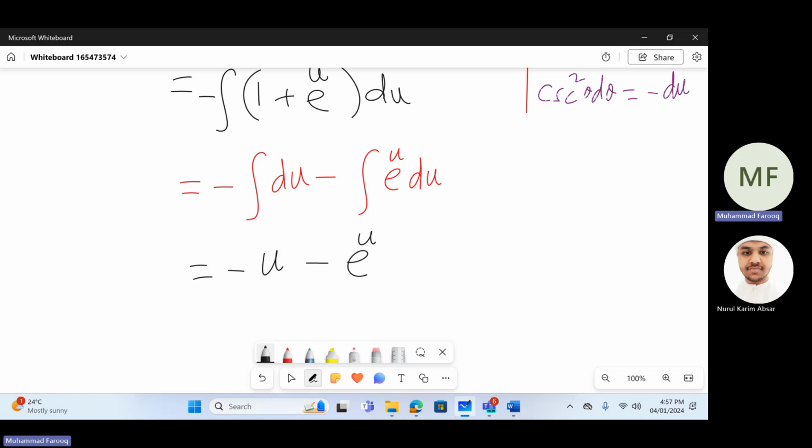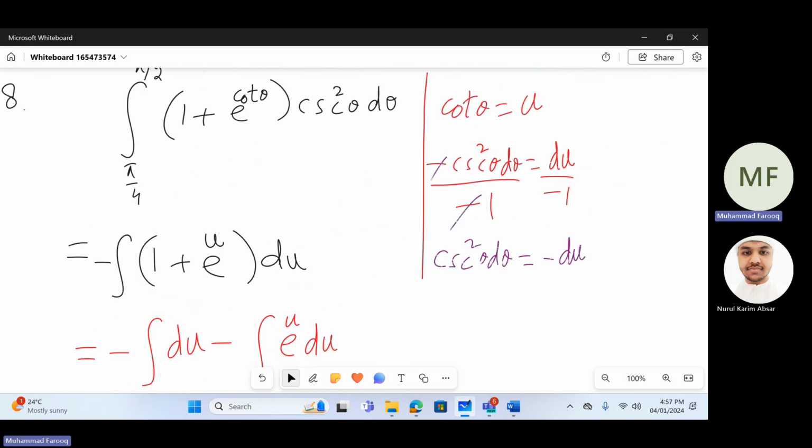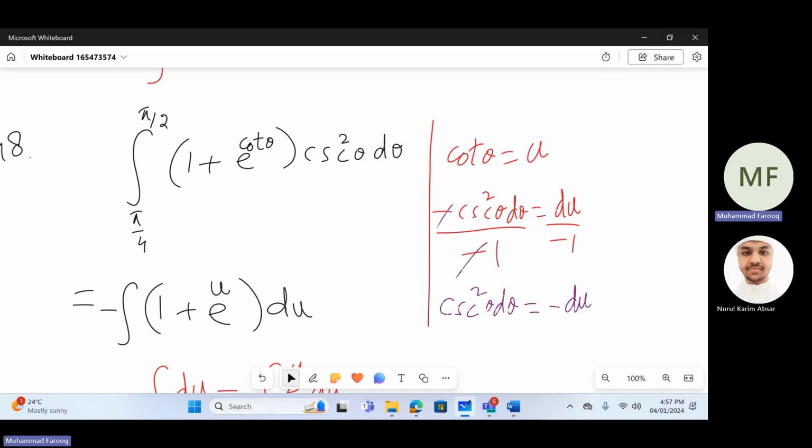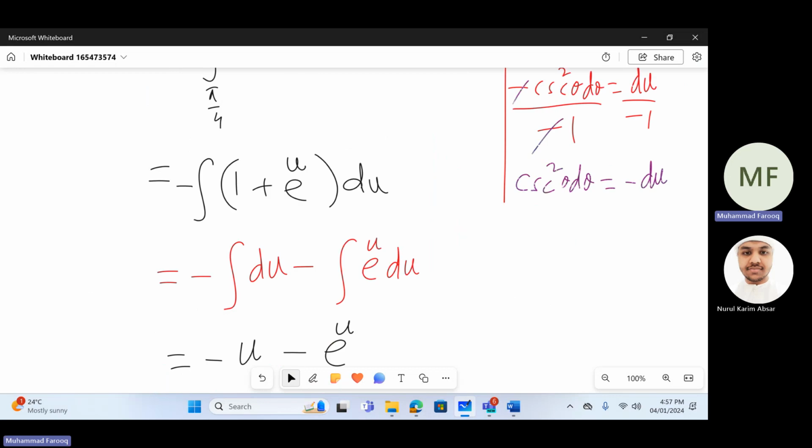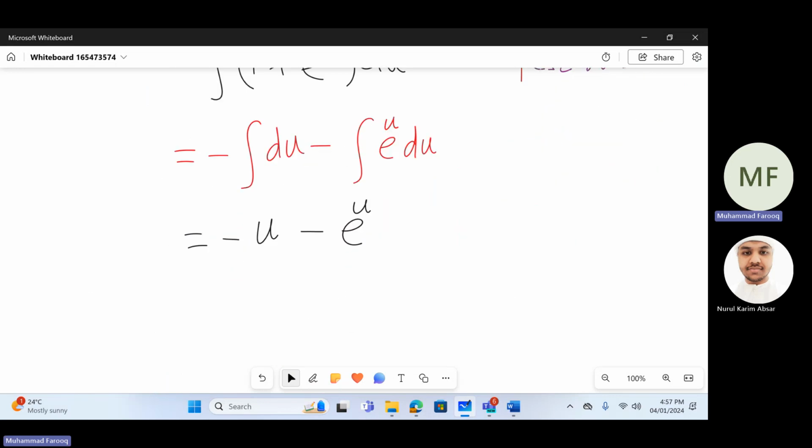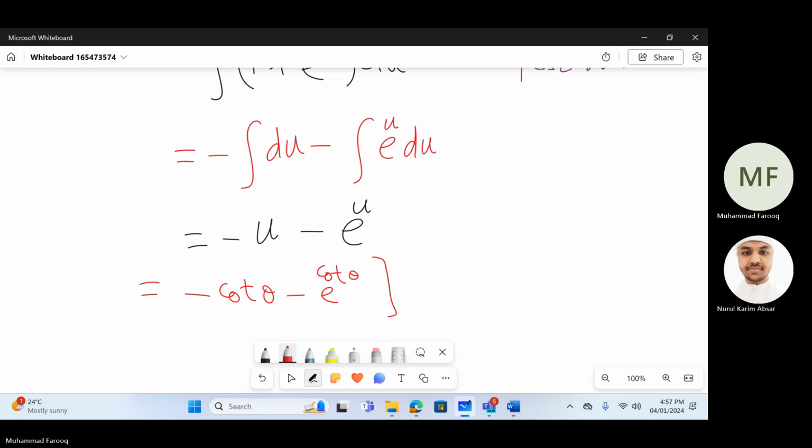It has limits, please. So put back the u value. What was the u value? Cotangent. Check it. u is cotangent, so please put cotangent here. Look here: minus sign, it is cotangent theta. Then we have minus sign e to the power of cotangent theta, and they have limits from where to where, by the way? Limits, from pi by 4 to pi by 2.